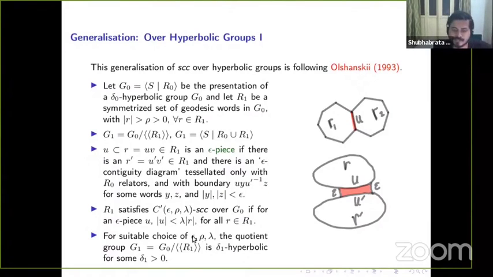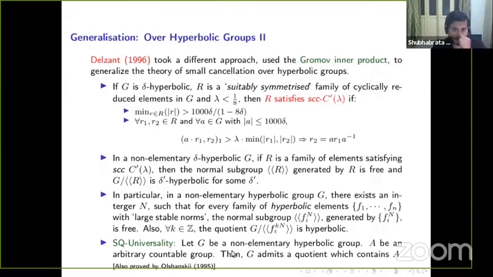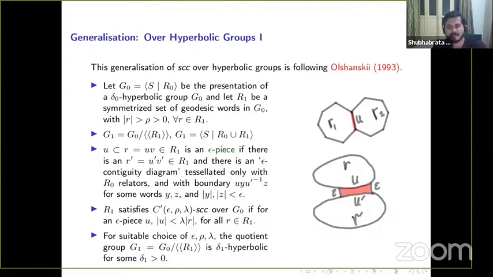Okay. So now moving forward, the small cancellation theorem in this context by Olshanskii says that for a suitable choice of these coefficients epsilon, rho, and lambda, the quotient is delta 1 hyperbolic for some delta 1. Here it was delta naught hyperbolic, and the hyperbolicity constant changes, and we have a delta 1. I just mention quickly that from the construction, from the definition, it is very obvious that this process can be repeated. We can take a further quotient of G1 and so on.